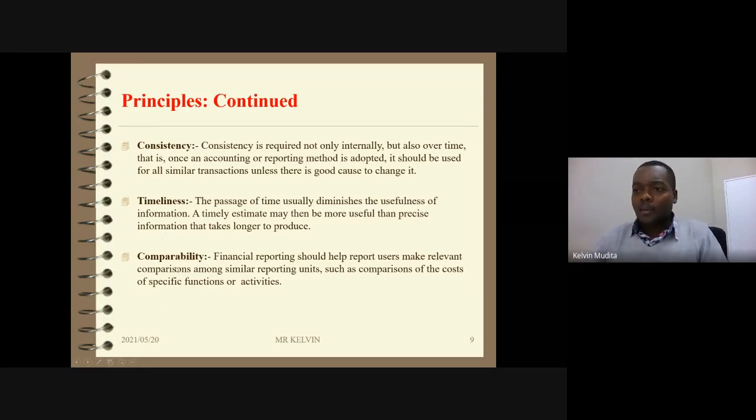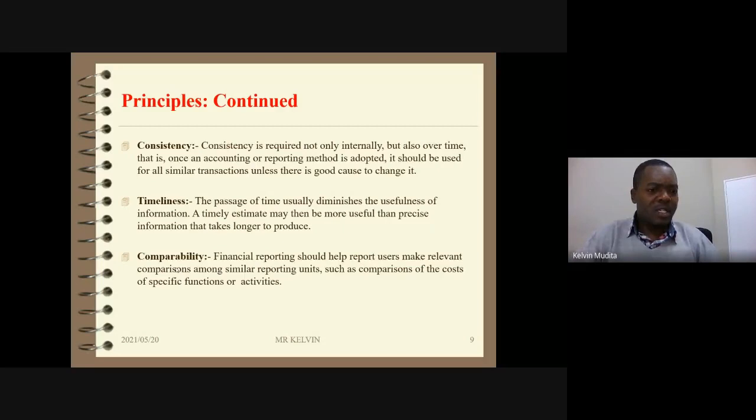Then lastly, we have the principle of comparability, which simply means you are able to study 2 reports of the same type. Maybe it's a financial report. You may be able to compare them, to say, last year we reported a profit of 1,000 rands. This year, we reported a profit of 5,000 rands. 2 similar reports should be able to be compared, and the management of your organization can learn from them.